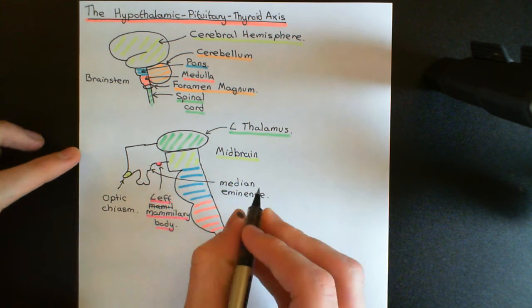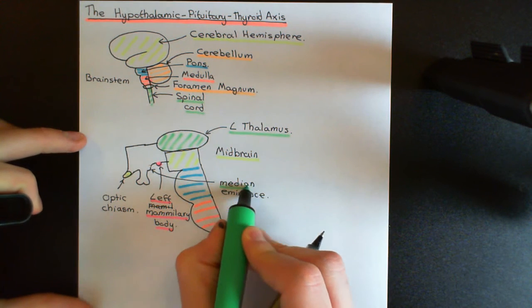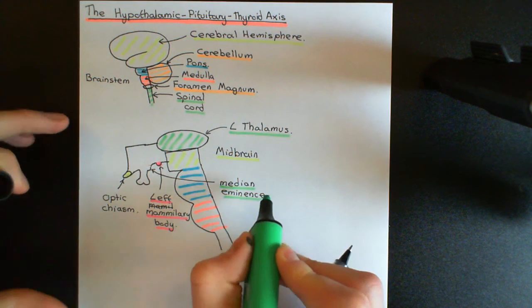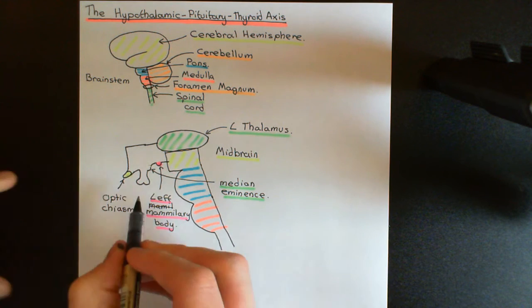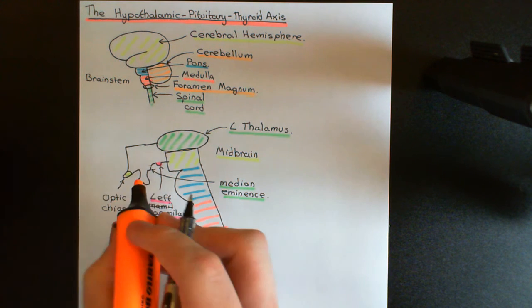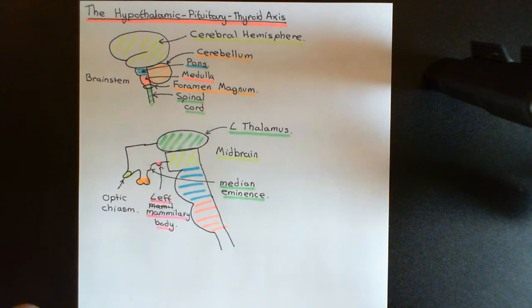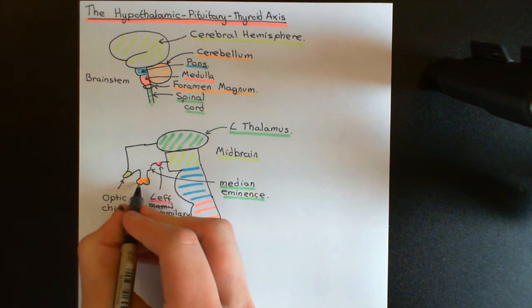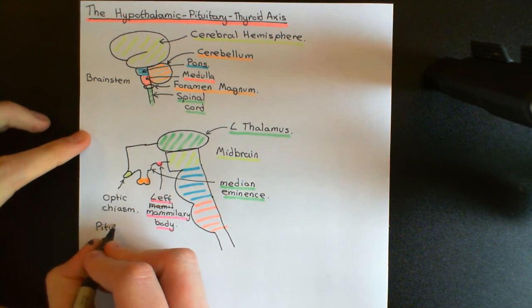So that's going to be very important. That's going to be one of the portions of the hypothalamus that is extremely important in controlling the release of the hormone that's going to control the thyroid gland from the pituitary. Okay, so then down here we have the two parts of the pituitary gland, the anterior pituitary and the posterior pituitary. So this is the pituitary gland.